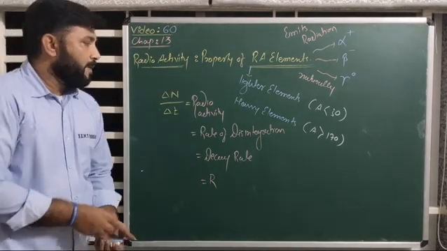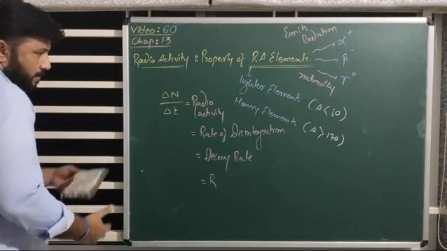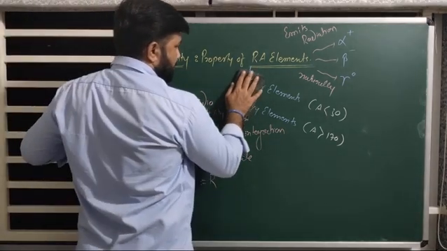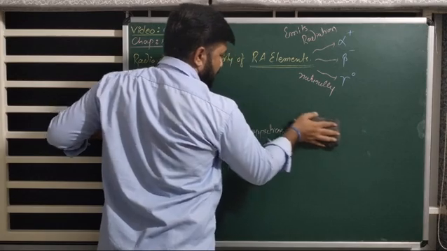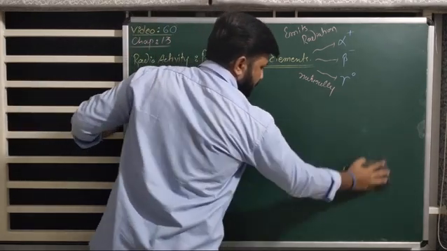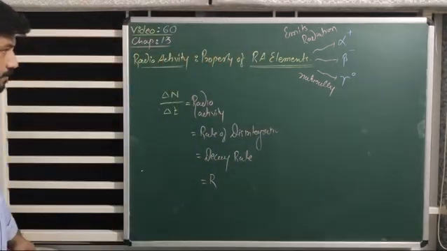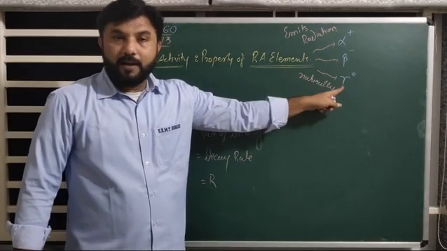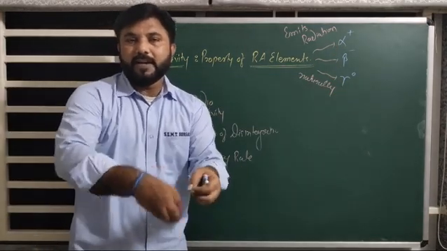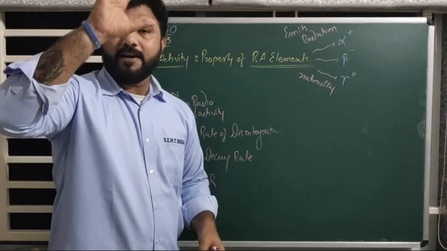Clear? So I will remove this. Now try to understand this. Due to that alpha, beta and gamma, the number of nuclei disintegrate, decay.